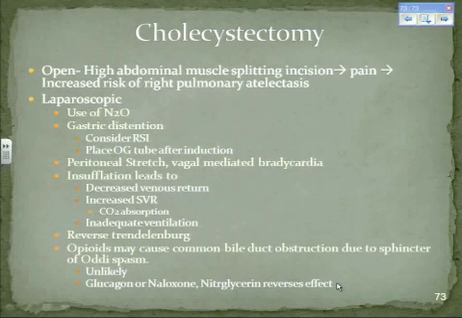If you did make that mistake, then you need to consider giving glucagon or Narcan, which I'm really not a fan of, because then you have no way of giving this person pain control afterwards. Okay, nitroglycerin will also reverse the effects.